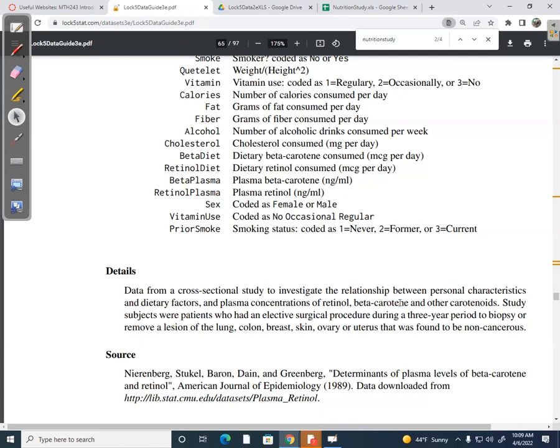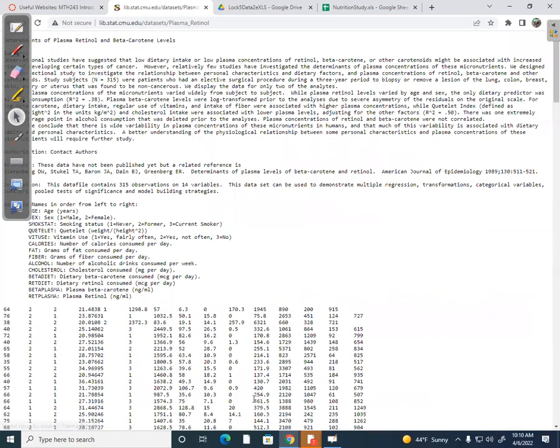Looking down at the source below, it says determinants of plasma levels of beta carotene and retinol. Doesn't help me very much. I'm not a nurse or a doctor. So I'm going to click the link down here and see if I get a little more information maybe. All right, observational studies. Okay, so there wasn't an experiment. It was an observational study. Good to know.